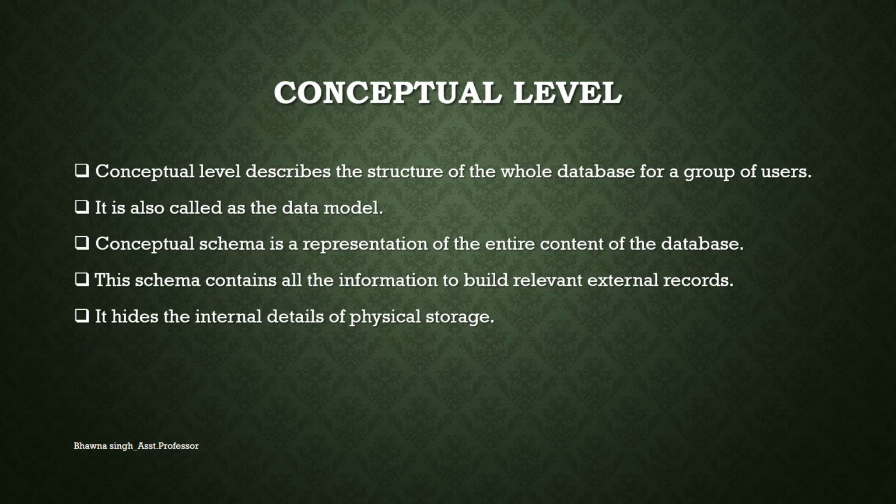Then the second level is the conceptual level. The conceptual level describes the structure of the whole database for a group of users. It is also called the data model, and it is a representation of the entire content of the database. We also refer to it as the logical level, and it describes the entire content of the database. That means the name of the database, the various tables stored in the database, and how these tables are related to each other, what the relationship between these tables is. It also describes how the database will appear to the users conceptually.